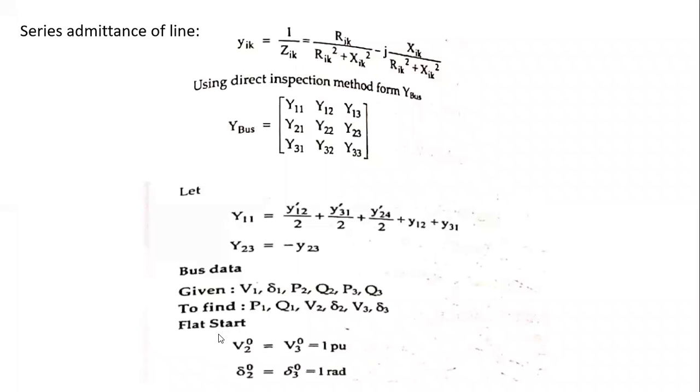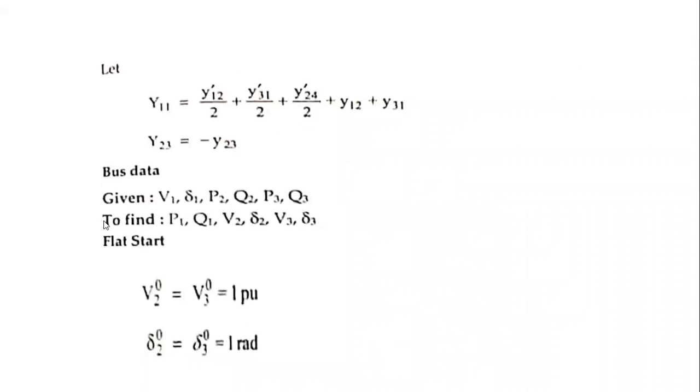Next, coming to the flat start, that is V2 not equal to V3 not, equal to 1 per unit, and delta 2 not equal to delta 3 not, equal to 0 radians.